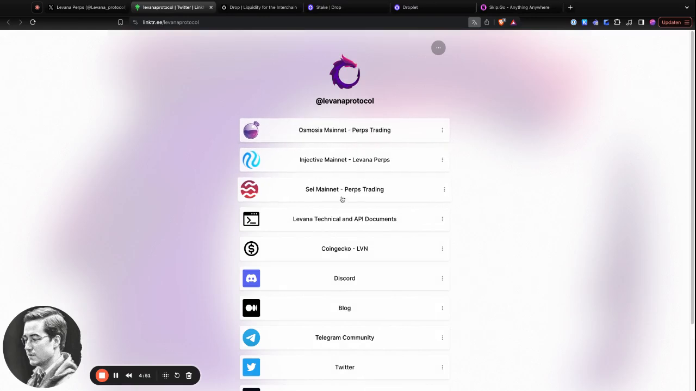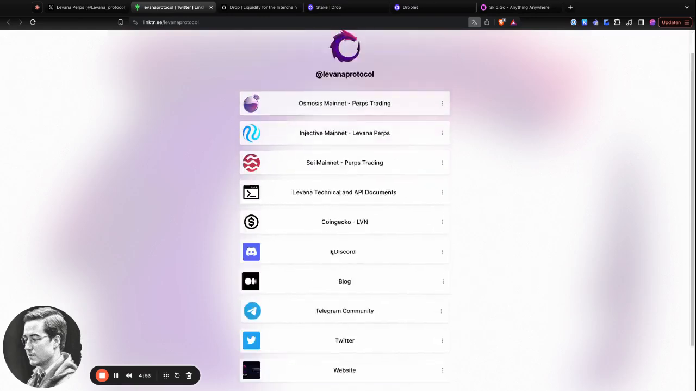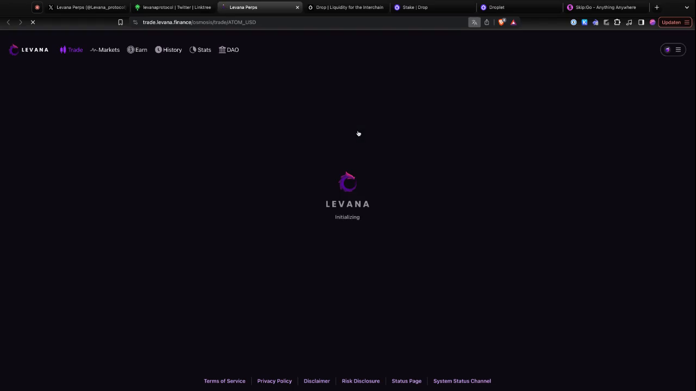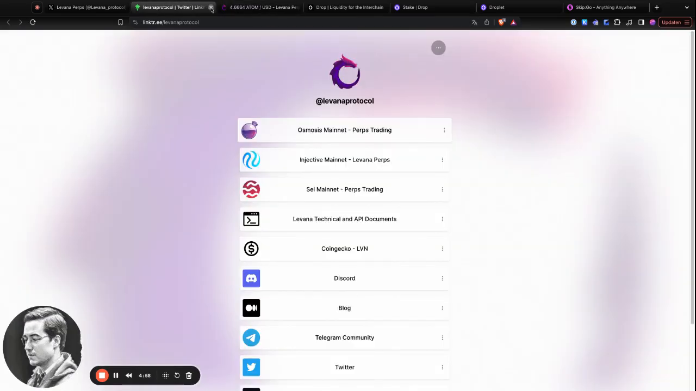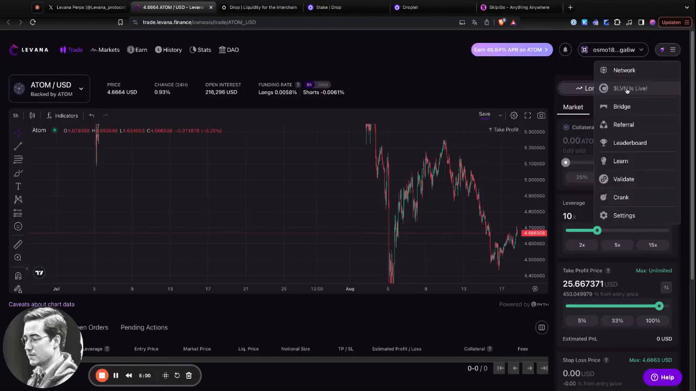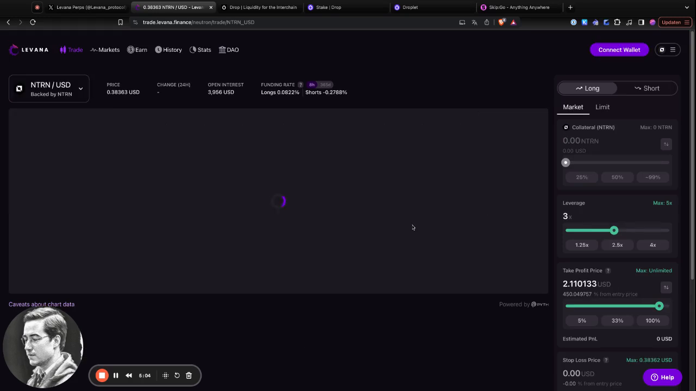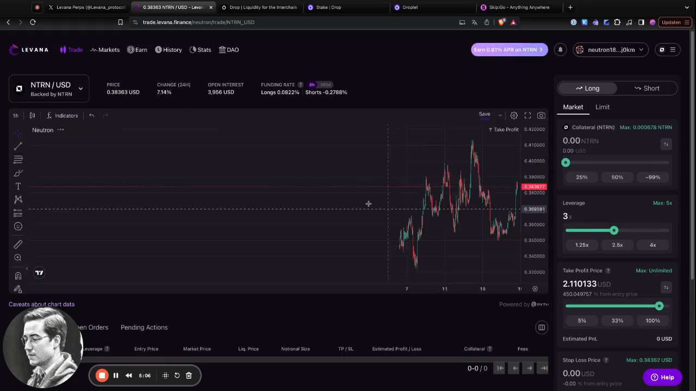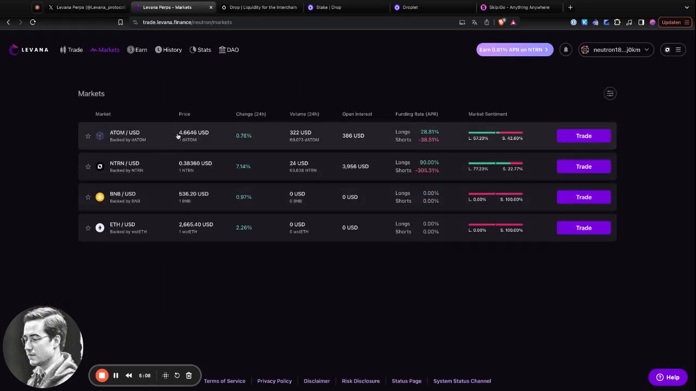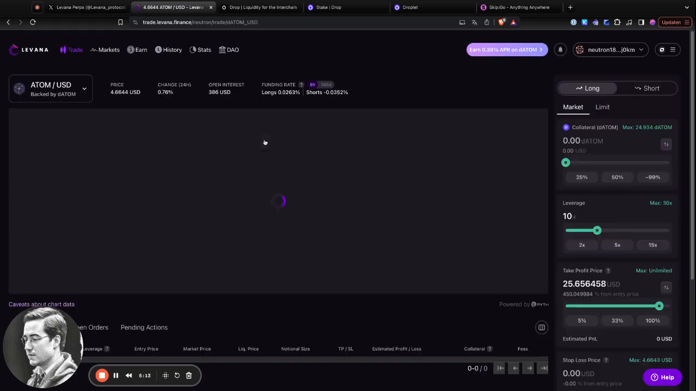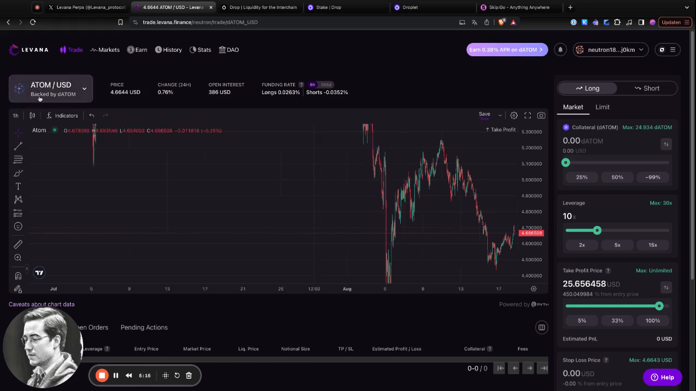This is Osmosis mainnet. This is actually on Neutron, so neither of these networks are referenced, but we can go to Levana, and then click on the right side. You can select the network. We're going to Neutron. That's where Levana is also deployed. And then they have different markets, which they have labeled here. See, long, shorts, and so on. We're going to open the dATOM USD backed by dATOM market.